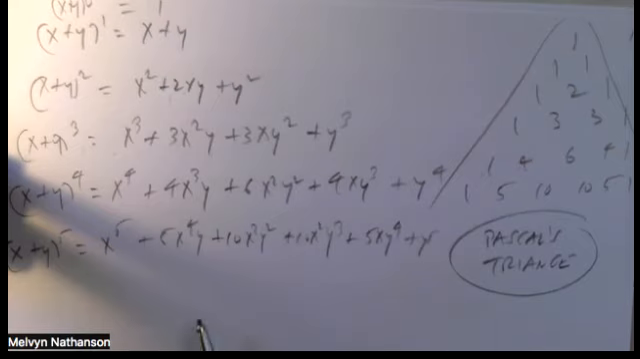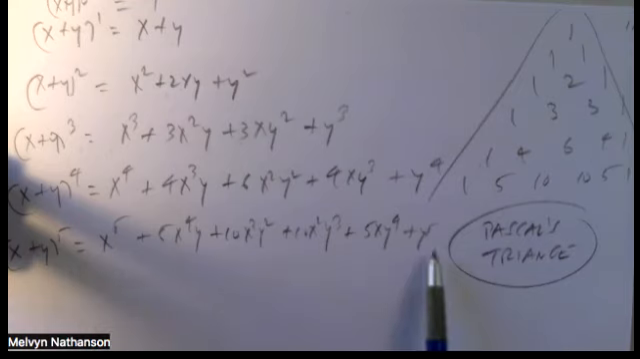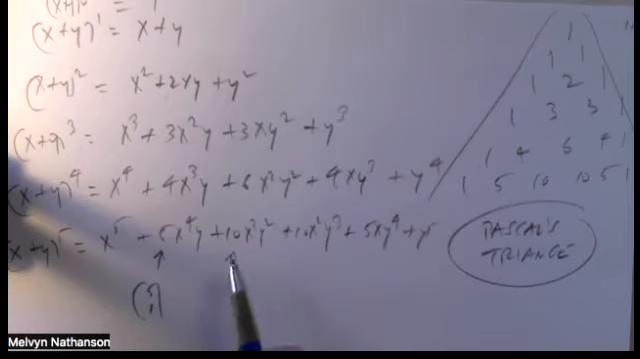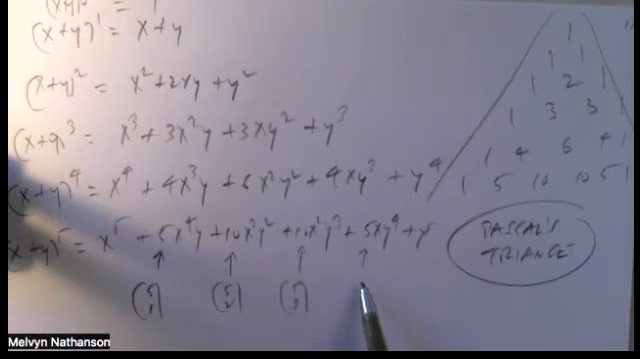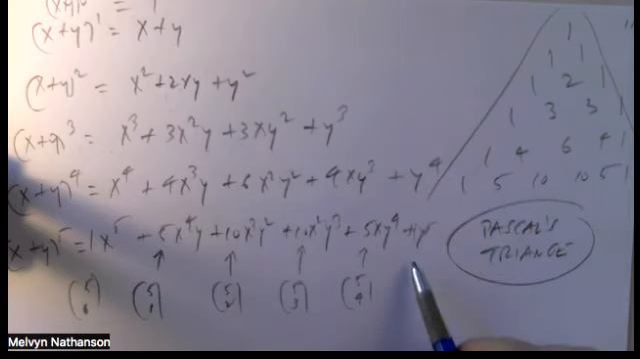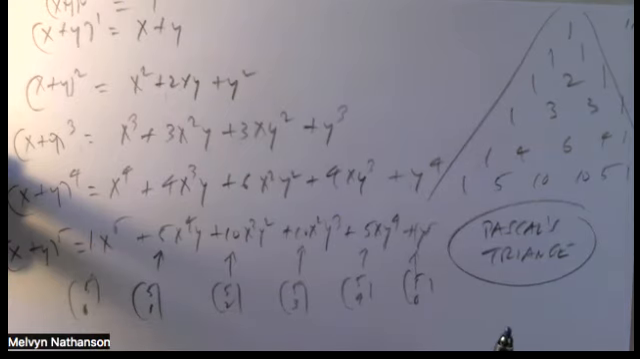And it's also the case, if you check, that these coefficients are exactly the binomial coefficients. So 5 is the binomial coefficient 5 choose 1. 10 is the binomial coefficient 5 choose 2. 10 is also the binomial coefficient 5 choose 3. 5 is also the binomial coefficient 5 choose 4. 1 is the binomial coefficient 5 choose 0. And that's the case with all of these examples.